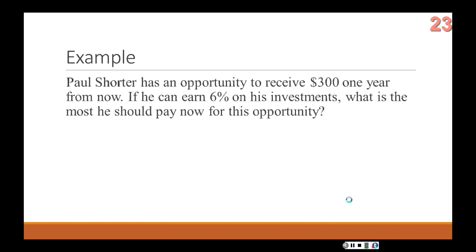And here's an example. Paul has an opportunity to receive $300 in 1 year. If he can earn 6% on his investments, what is the most that he should pay for this opportunity? So at time period 0, he wants to know how much he should pay to receive $300 in 1 year. And the interest rate is 6%.